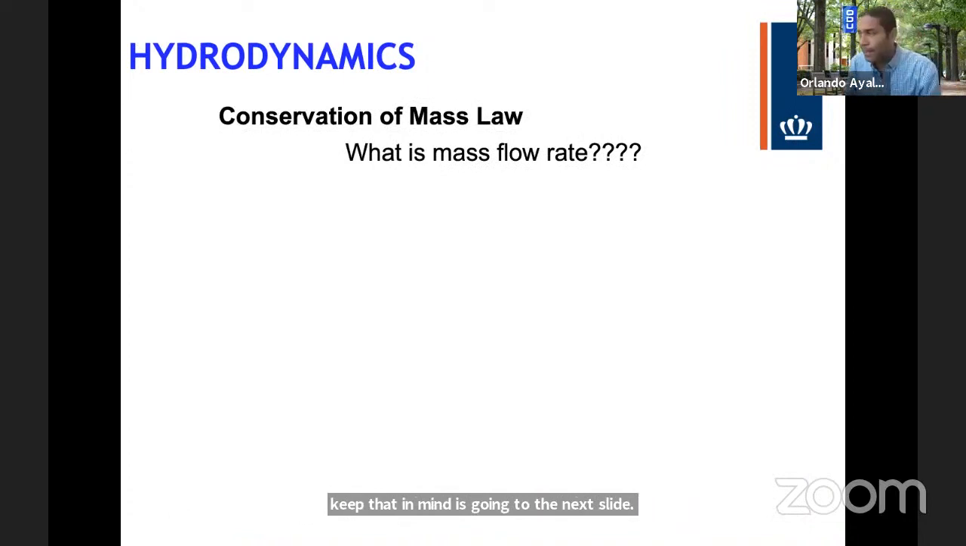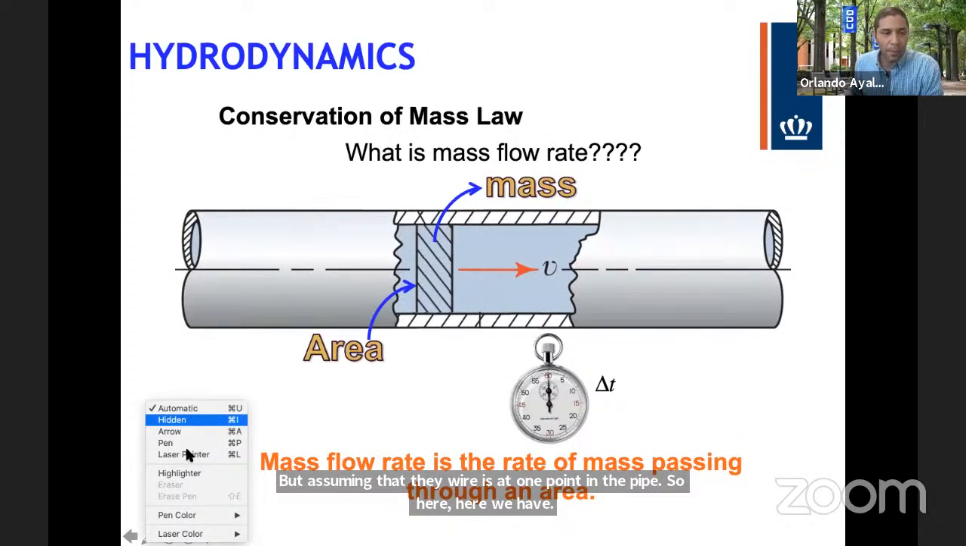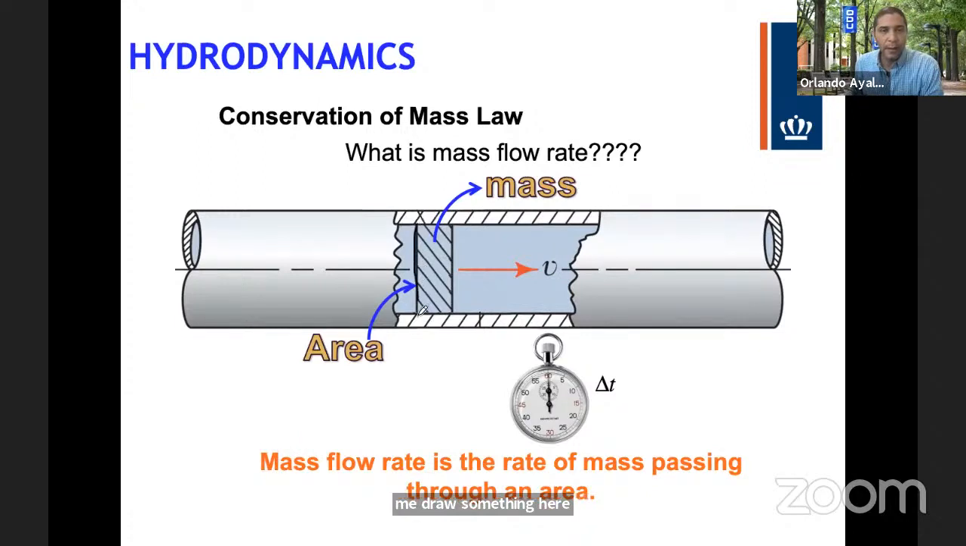So what's mass flow rate? Let me do the same experiment, but let's imagine that experiment inside a pipe. The reason I'm using a pipe is because it's easier to create equations with a pipe. Why? Because I know the geometry of a cylinder. So I'm going to go into a pipe, same experiment, but assuming that the wire is at one point in the pipe. So let me draw something here. Let's say right here is the wire, okay? I just put the wire right here and do the same experiment.